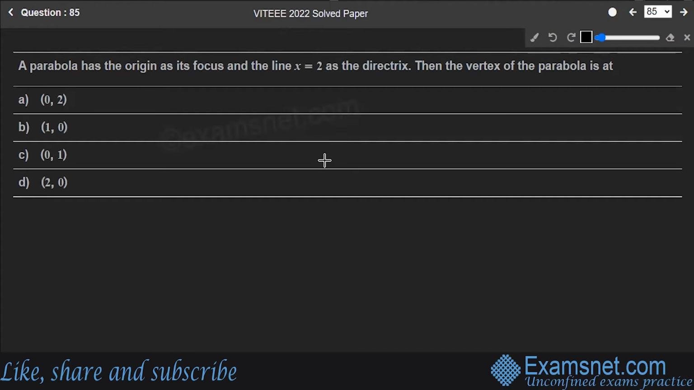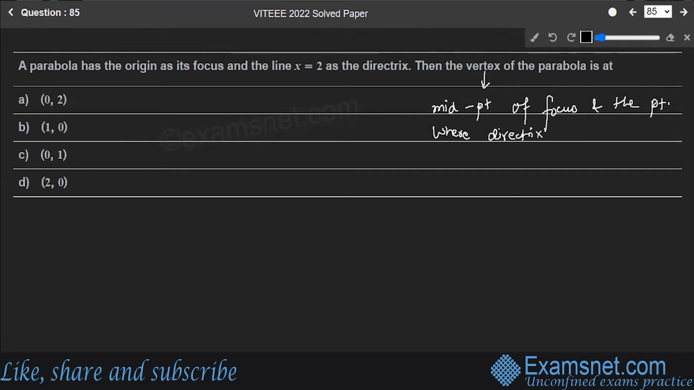Question number 85: a parabola has origin at its focus and the line x equals 2 as the directrix. Then the vertex of the parabola is at... okay, the vertex of the parabola is the midpoint of the focus and the point where the directrix meets the axis of the parabola.